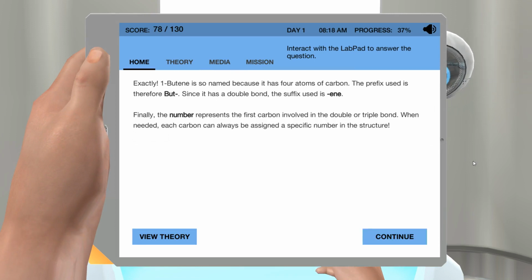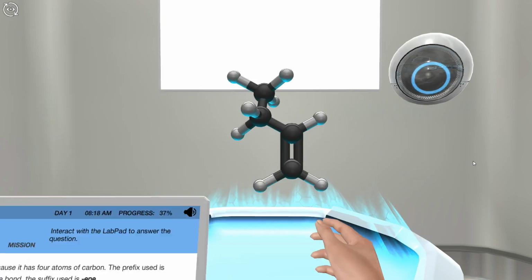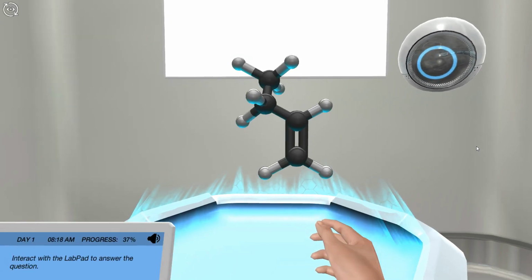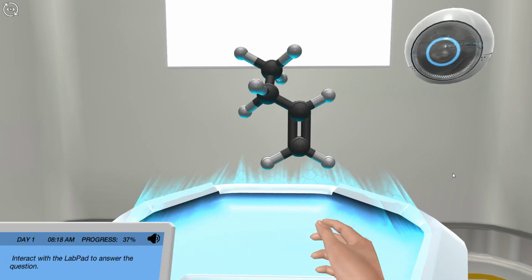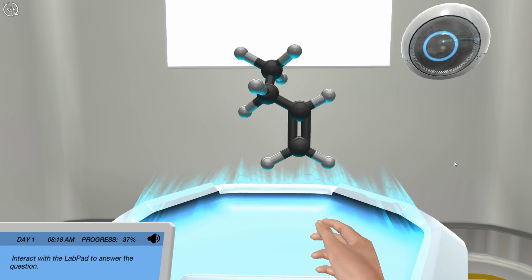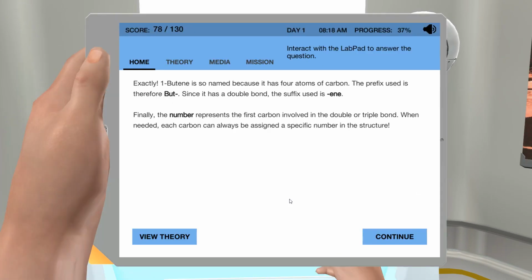Exactly. 1-butene is so named because it has 4 atoms of carbon. The prefix used is therefore but. Since it has a double bond, the suffix used is -ene. Finally, the number represents the first carbon involved in the double or triple bond. When needed, each carbon can always be assigned a specific number in the structure.